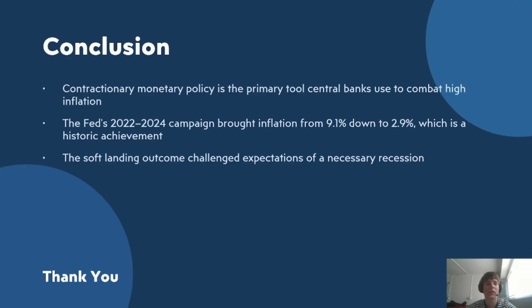In conclusion, contractionary monetary policy is a primary tool for central banks to combat high inflation. The Fed's 2022 to 2024 campaign brought inflation from 9.1% down to 2.9%, which is a historic achievement. The soft landing outcome challenged expectations of a necessary recession.